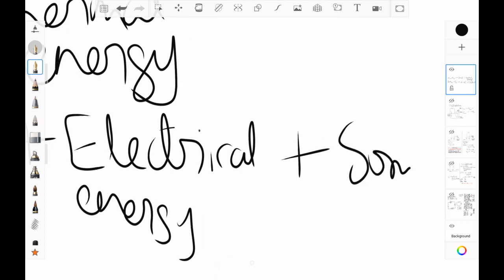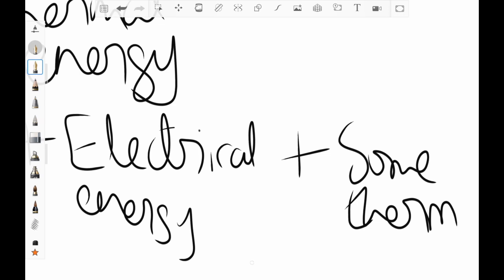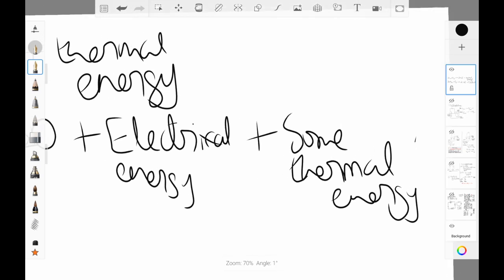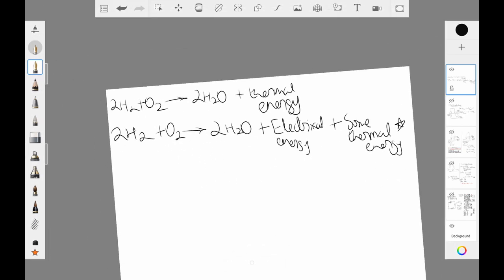So some thermal energy. You don't need to get into the specifics of how this works, but it's just the basic concept here. And I mentioned this before, but the hydrogen-oxygen fuel cell essentially uses hydrogen and oxygen to produce electricity, with water as the only chemical product. And water is harmless to the environment, which is why hydrogen-oxygen fuel cells are being developed as a potential alternative to petrol engines.